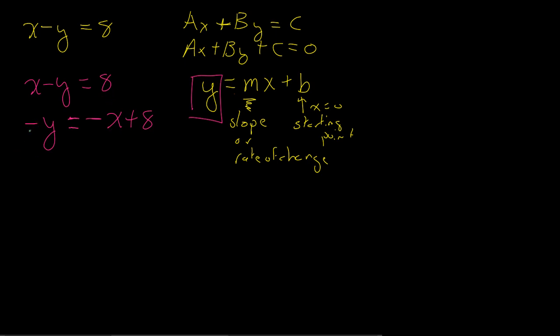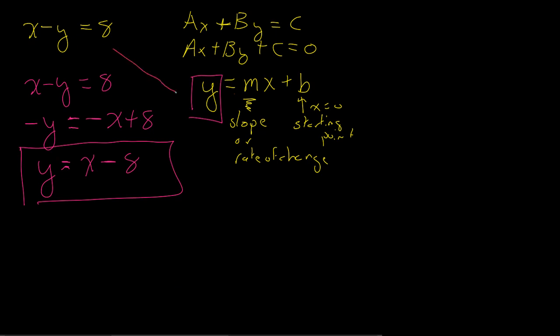Now, y still has this negative sign in front, so I'm going to divide both sides by -1. So a negative divided by a negative is positive, and a positive divided by a negative is negative. And so this is our equation for the line x minus y equals 8. And we've transformed the form so that when I look at this, this has a slope of 1. There's that hidden 1 hanging out front there. And it starts at -8.